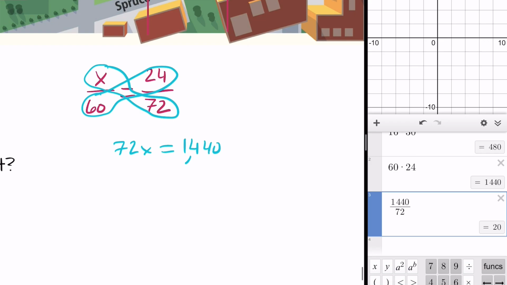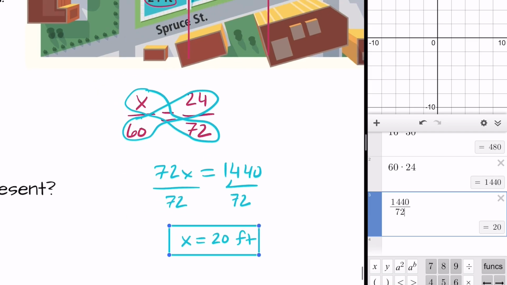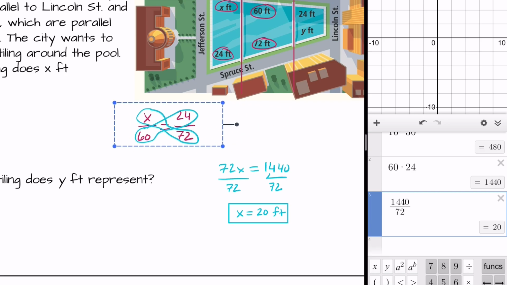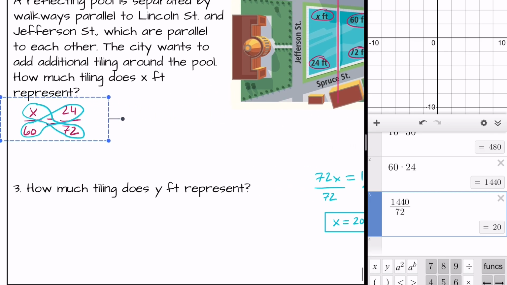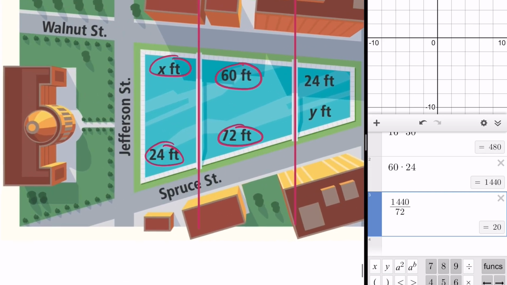Yep, good. So we divide it by 72. x is 20 feet. I mean, it makes sense: 20, 40, 60, 24, 48, 72. So they are in proportion 1 to 3.